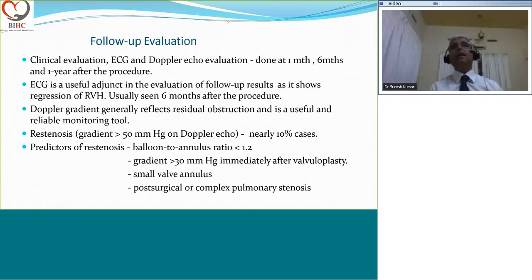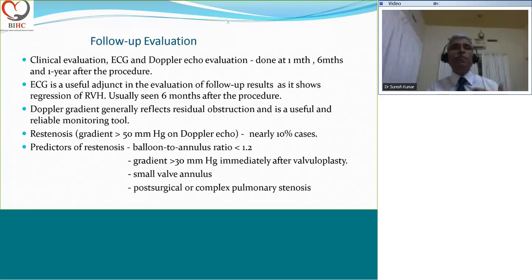Ordinarily, if there was severe RVH, it will slowly regress over a few months. It will take at least 6 months for you to see a clear regression of RVH in the ECG. If there is a Doppler gradient more than 50 millimeters of mercury, there is significant residual stenosis, or restenosis if it's appearing later. And this is likely to occur if your balloon was small, or if you had an immediate gradient, or if your annulus is small, or if it's a post-surgical patient with a complex RVOT obstruction.